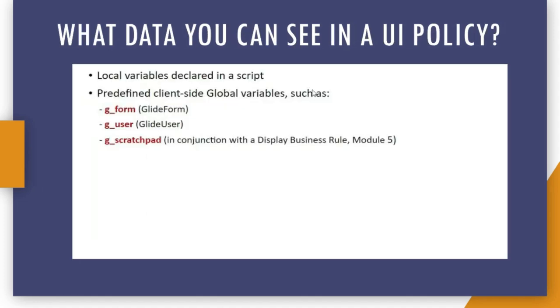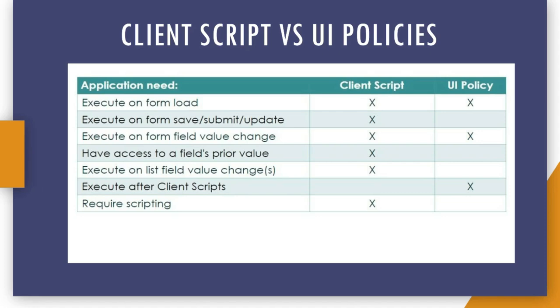So let's move further and see what data you can use in a UI policy. Local variables declared in a script, and predefined client-side global variables such as g_form, g_user, g_scratchpad, which will be used after a display business rule. Okay, so I will show a demo of g_scratchpad when our demo for server-side script completes.